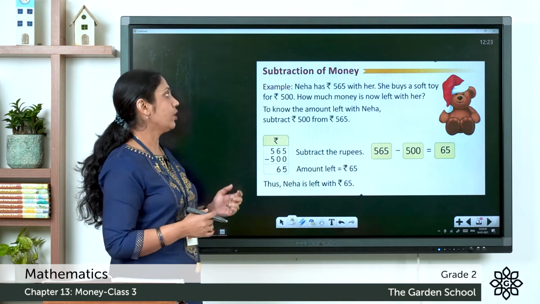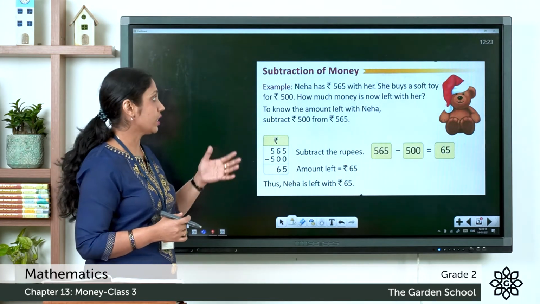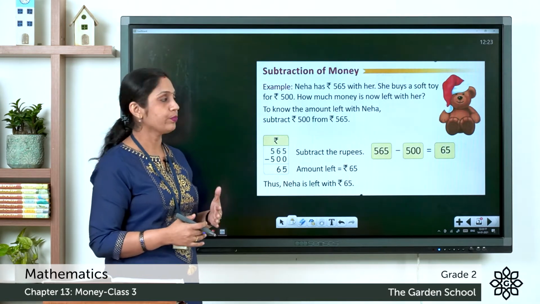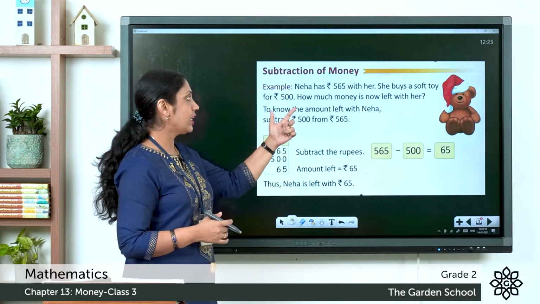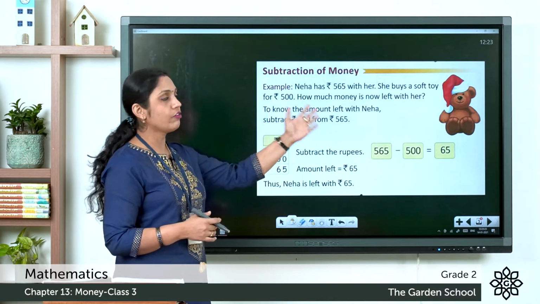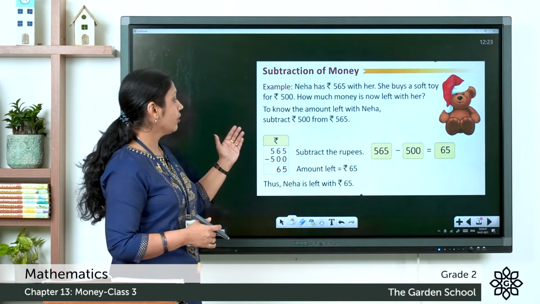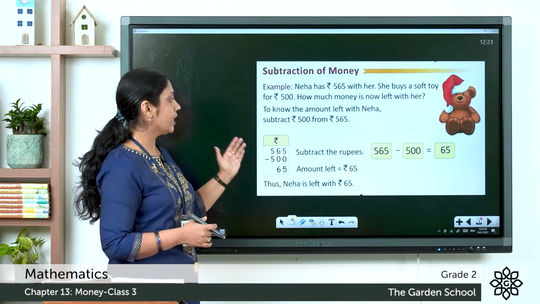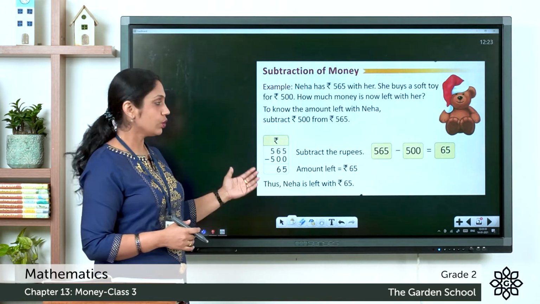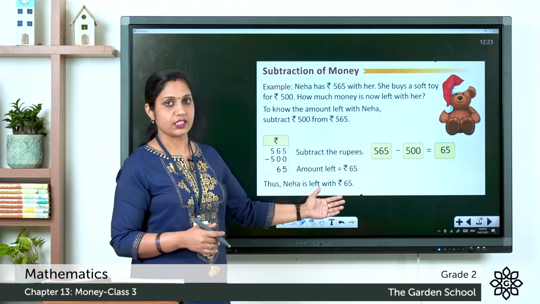Now we have to find out how much money is now left with her. When you get such a question, how much money is now left, that means we have to do the subtraction. So to know the amount left with Neha, subtract rupees 500 from 565. Here it's 565 minus 500 and we get the answer 65. So Neha is left with rupees 65.